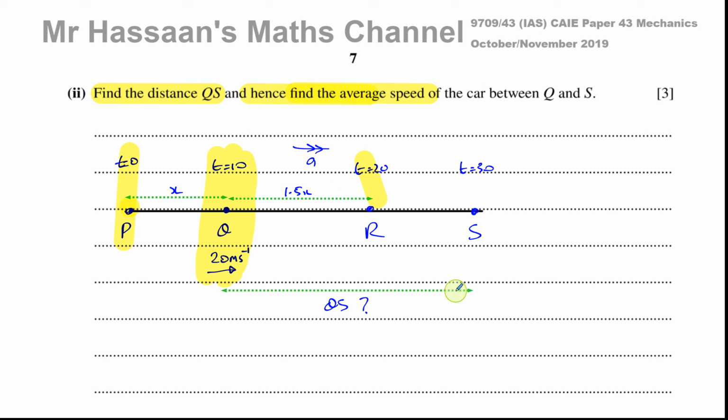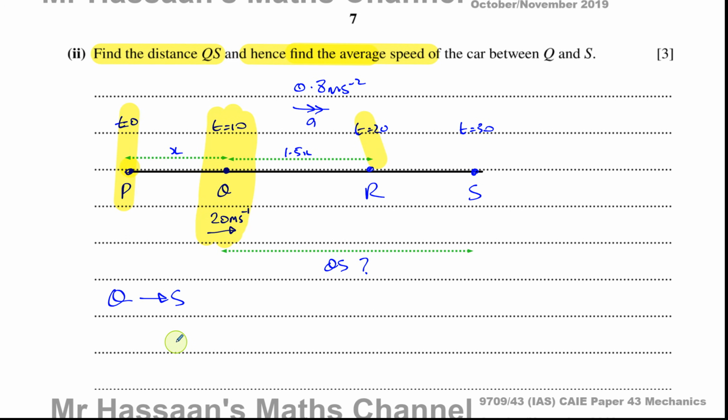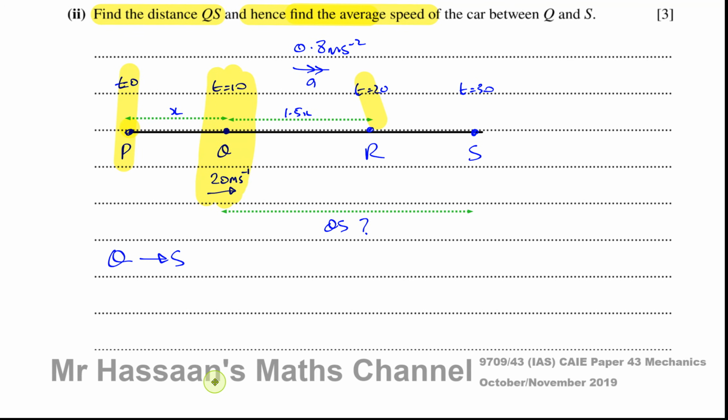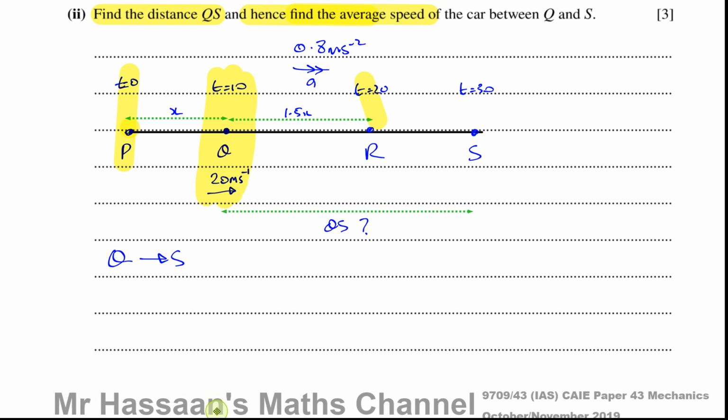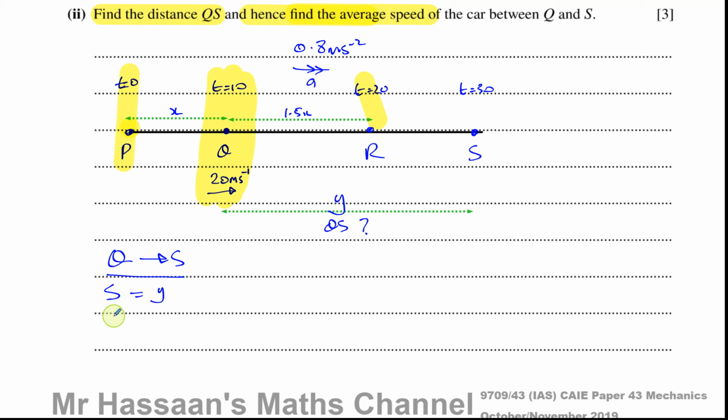So now, how do I find the distance QS? Well, we now know the acceleration is 0.8 meters per second squared. So let's look at Q to S. Let's look at what we know from Q to S. Let's make a bit of space here. S is what we're trying to find. Let me call it Y. U is the speed at Q, which is 20 meters per second. V is the speed at S, which we don't know. A, we now know, is 0.8.